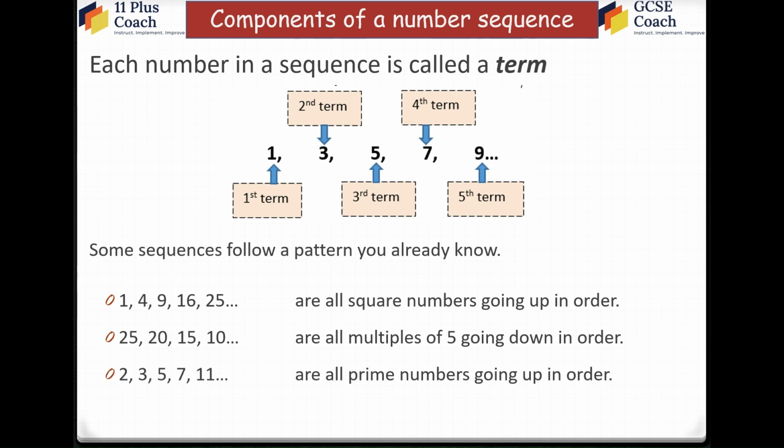Here's another example of a sequence: prime numbers. You need to know what prime numbers are. If you haven't seen that video on prime numbers, please go and watch it. This is a sequence of prime numbers going up in order, starting with 2, 3, 5, 7, and 11, and so on. Hopefully you understand what sequences are and what each term in a sequence is, and sometimes it's very obvious to recognize a pattern in a sequence.